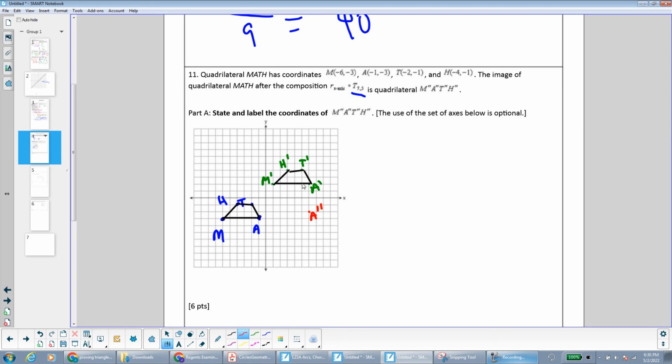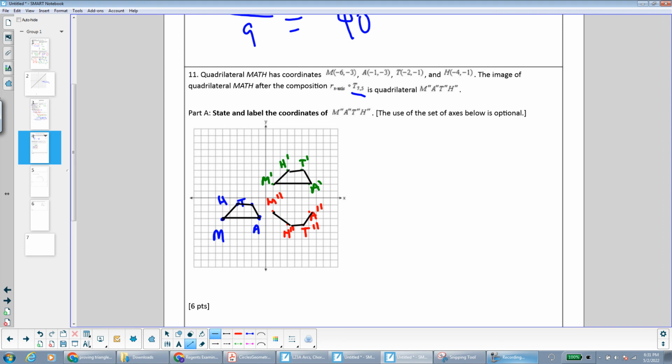1, 2, 3, 4. 1, 2, 3, 4. That would be T double prime. 1, 2, 3, 4. 1, 2, 3, 4. That would be H double prime. 1, 2, 1, 2. That would be M double prime. Let me connect those together, and then I'm going to write down the points.